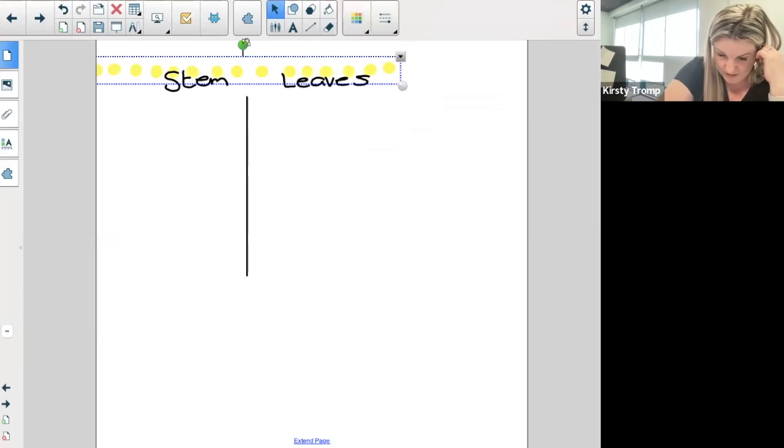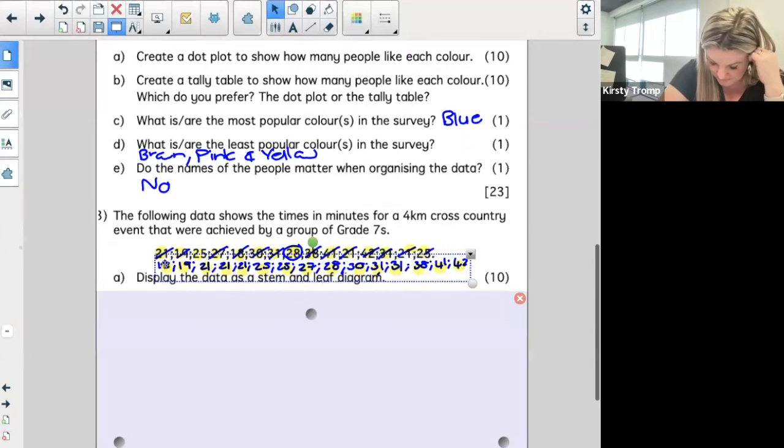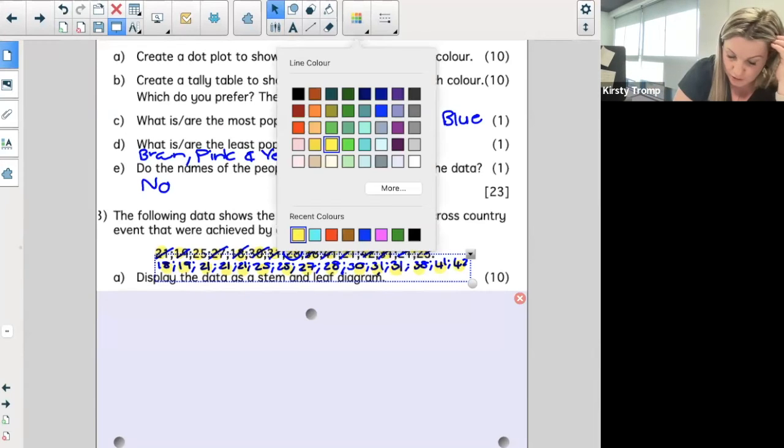No, it didn't do the whole thing. See if it'll let me do it now. Okay, so we're going to take our numbers and put them into our stem and leaf. Now, the way that you can see what's the stem and what's the leaf is as follows.